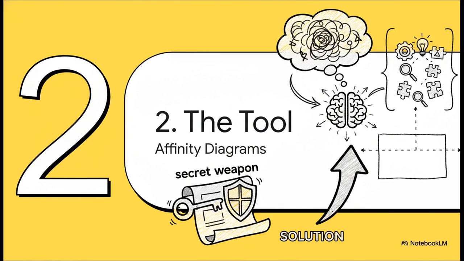This is exactly where the solution comes in. To fight back against all that unstructured complexity, you need a proven framework. And that is the affinity diagram. You can think of this as a consultant's secret weapon. It's a tool for structuring thought, for finding those hidden connections, and for building a strategy from the ground up, especially when you're dealing with a totally new or unfamiliar problem.